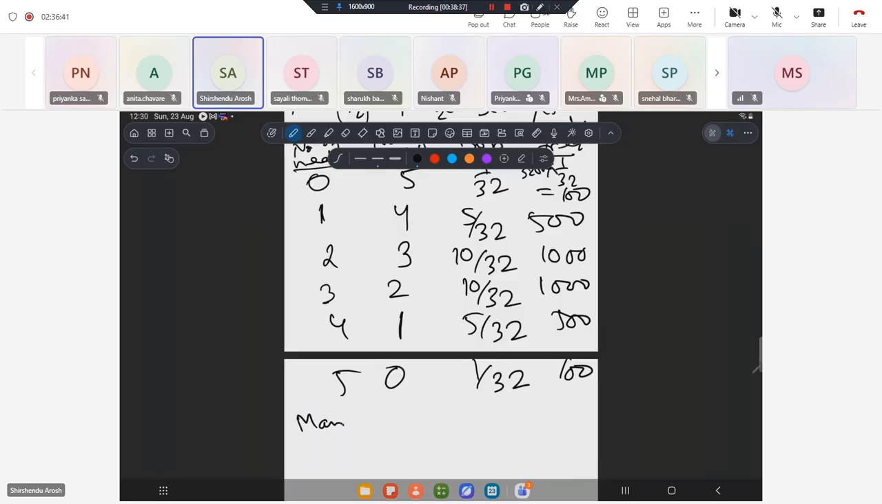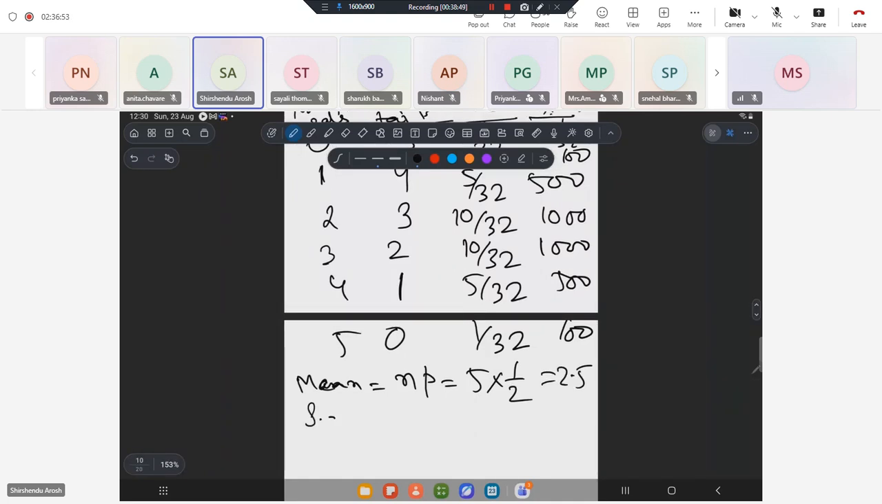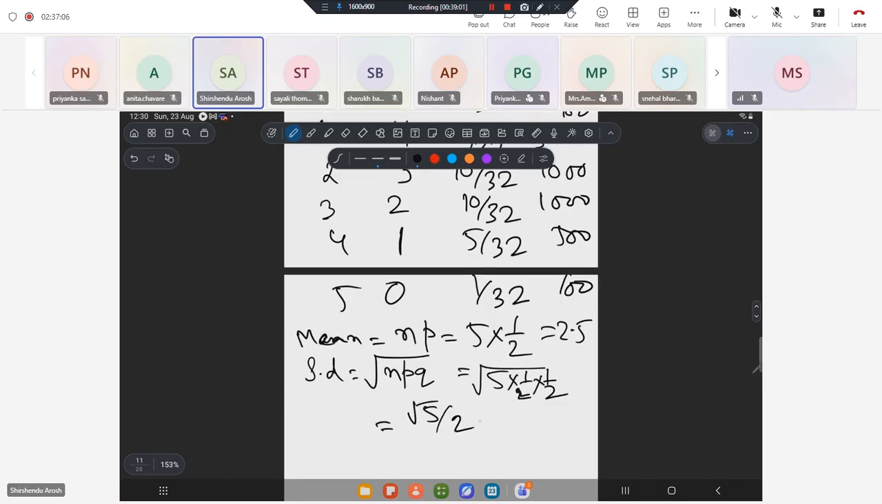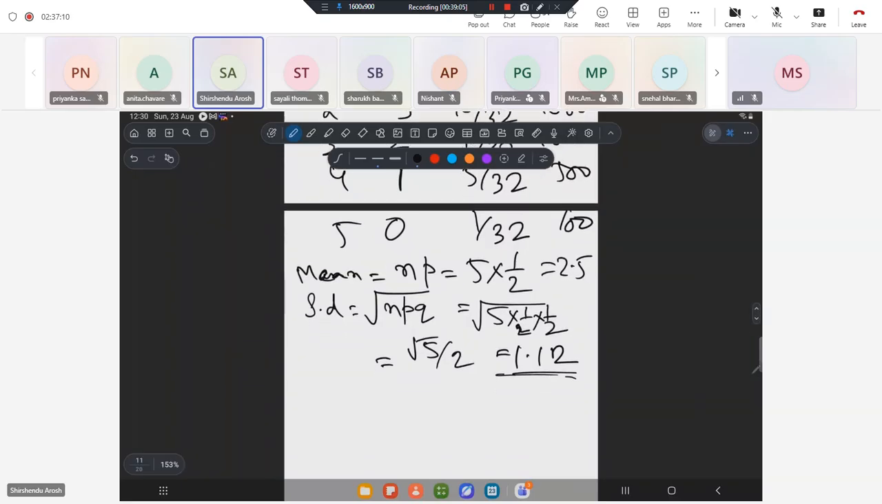For the mean, I already know it is np. So n is 5, p is half, so 2.5. And the standard deviation would be root over npq. That means 5 times half times half, so root over 5 by 2. Straightforward, simple.